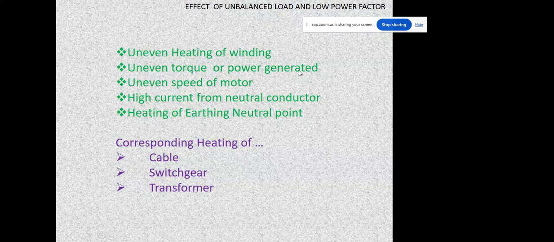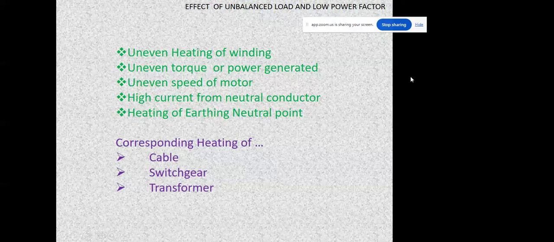uneven torque or power is generated in the windings, uneven speed of the motor may happen, higher current passes through the neutral, and heating of the earthing neutral point. And correspondingly, whoever is carrying all this current, say the same current is passing through the cable, the switchgear, through the transformer. So all these equipment that are in line with the motor get affected and are heated up. So the losses are increased everywhere, in those conducting the current, because of the unbalanced and low power factor of the load side.